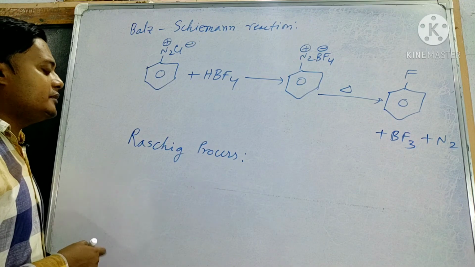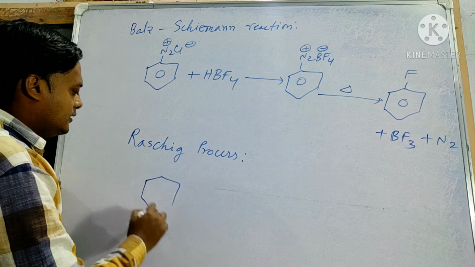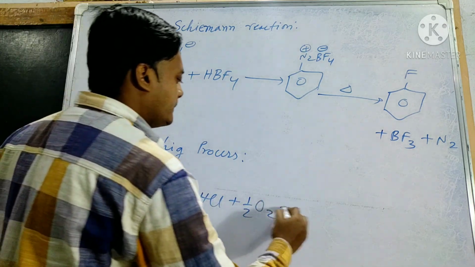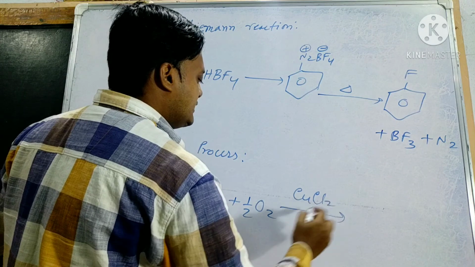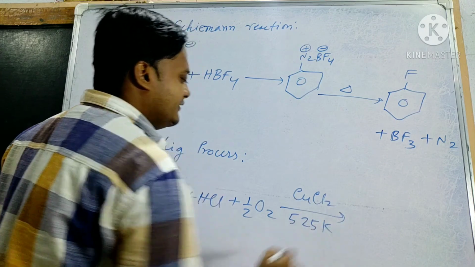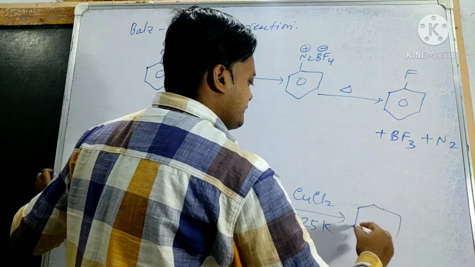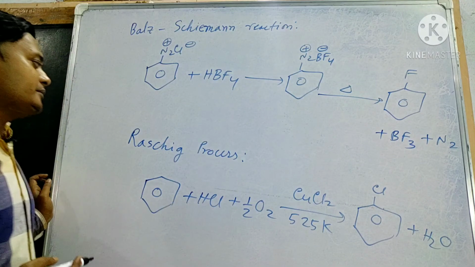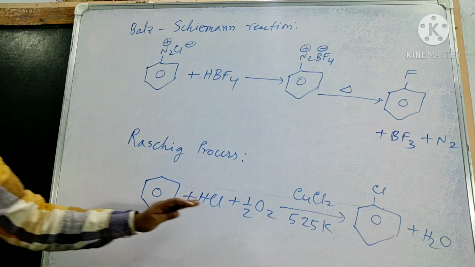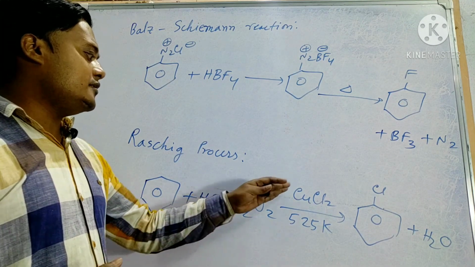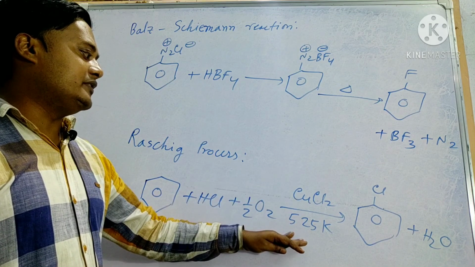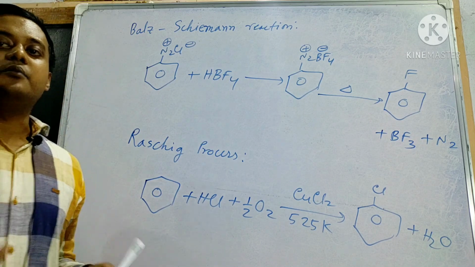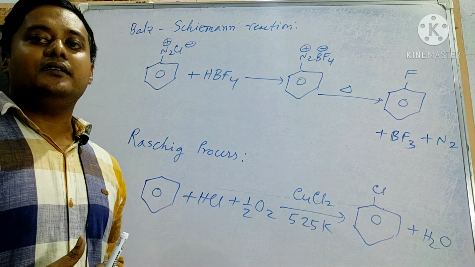Raschig process, industrial preparation of chlorobenzene. Now benzene plus HCl plus half O2 in presence of CuCl2 at 525 Kelvin temperature produces chlorobenzene and water vapor. That is the industrial preparation, Raschig process. So these are the name reactions from haloalkanes and haloarenes.